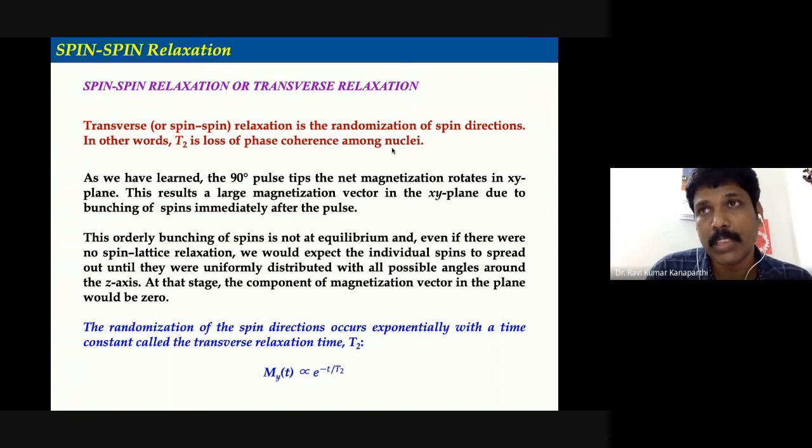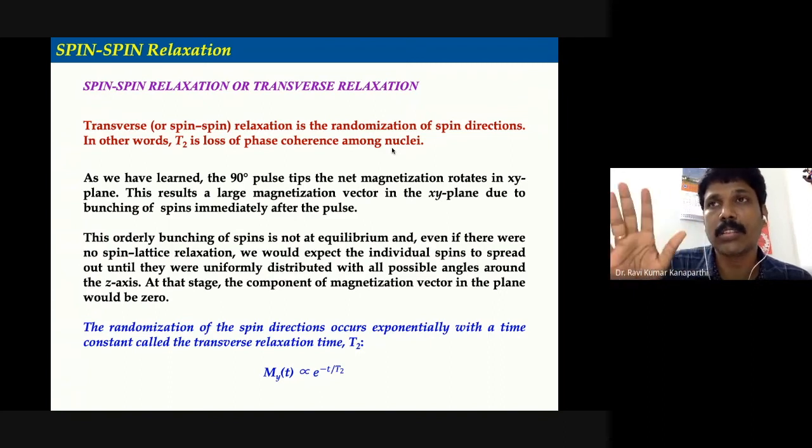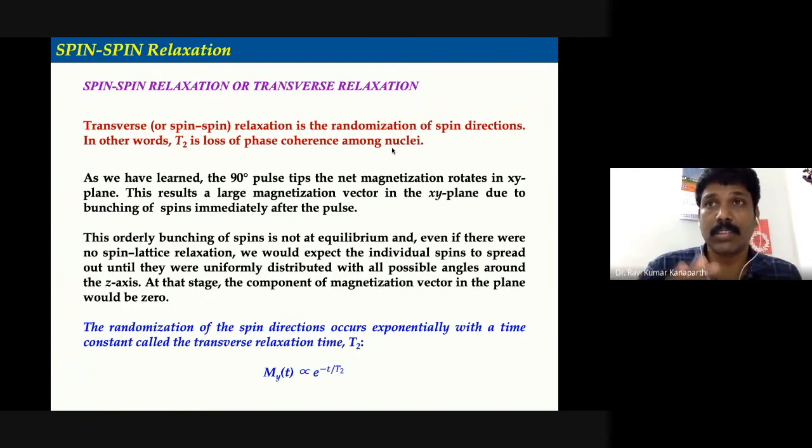But after applying the pulse, all together as a bunch, they precess. Imagine you have different sticks and you bunch them together, and together they precess in the xy plane. But that is not actually equilibrium, right? After stopping the radio frequency, they will go back to randomization. So that is what I mean.